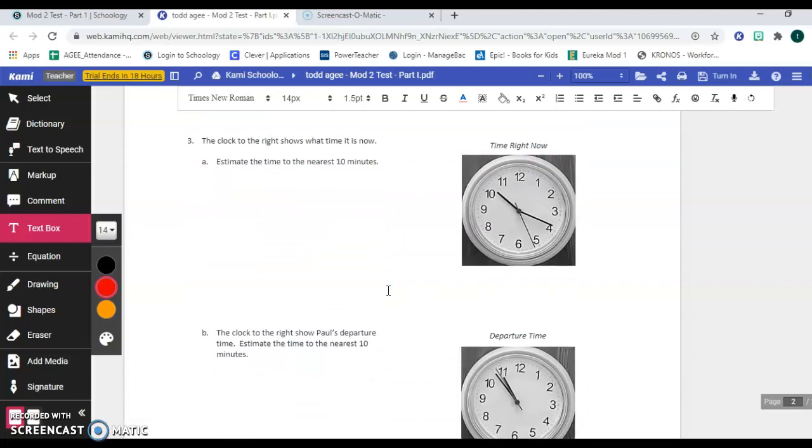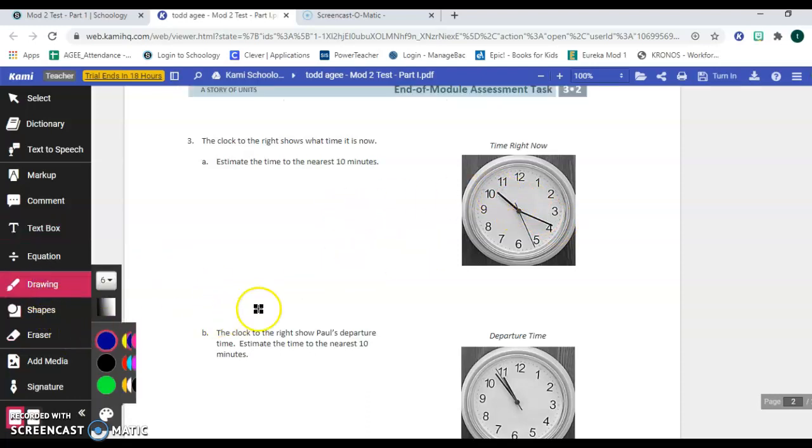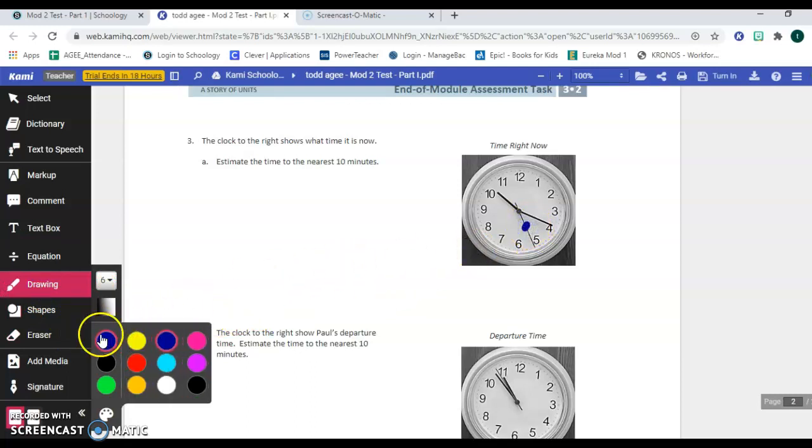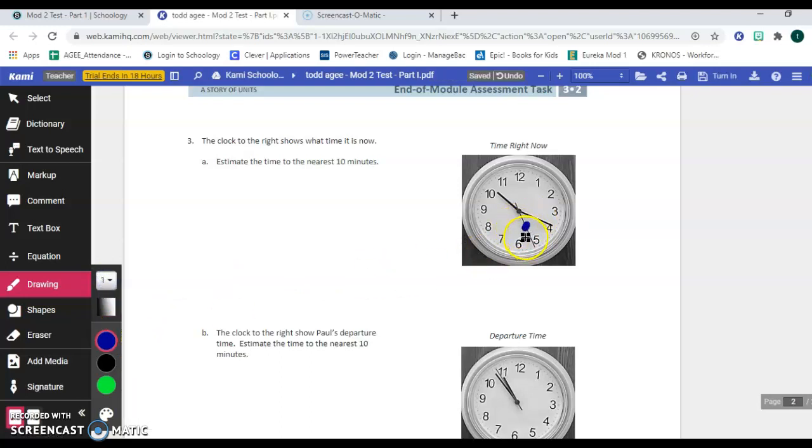Okay, number 3, the clock to the right. So now we're in telling time problems. The clock to the right shows what time it is now. Okay, so it gives you the minute hand, and it gives you the hour hand, and it also gives you a second hand. I'm going to recommend that you do something to show that you're not going to be looking at the second hand at all here. So mark that out. You don't want to look at that. They're trying to throw you off with that second hand.